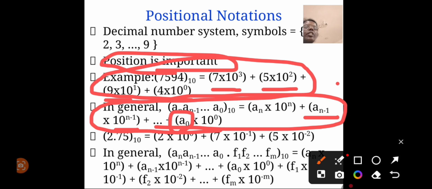So a typical example is 2.75 base 10, which can be expressed as 2 into 10 power 0 plus 7 into 10 power minus 1, plus 5 into 10 power minus 2. Okay, so this is the way we can express a decimal number in positional notation, expressing the weightage of each and every digit by multiplying the digit with its place value as a power of 10.